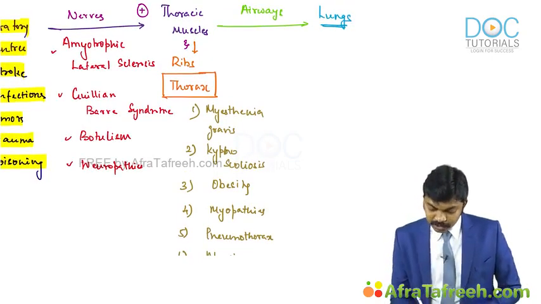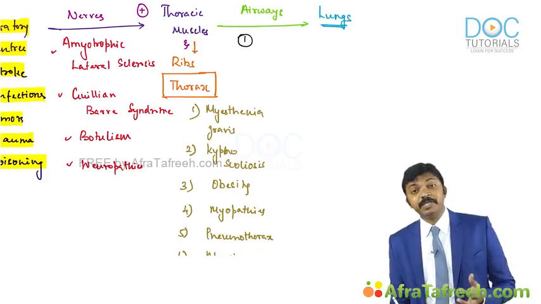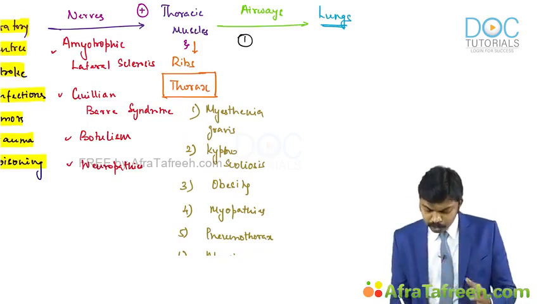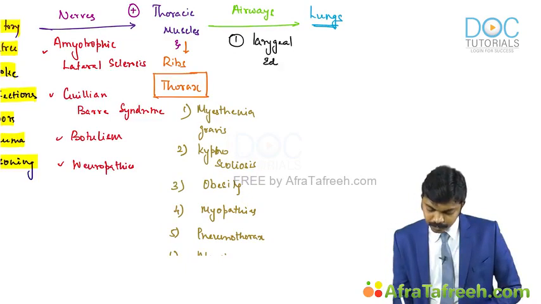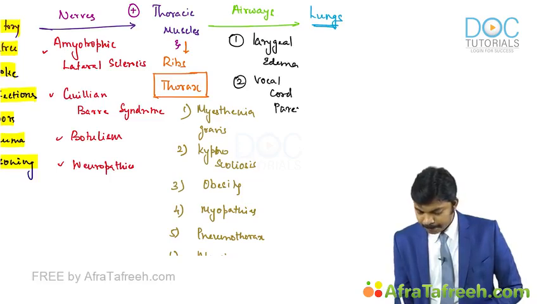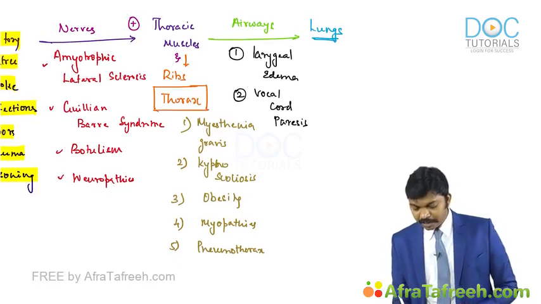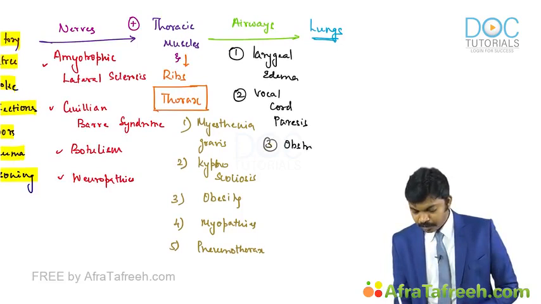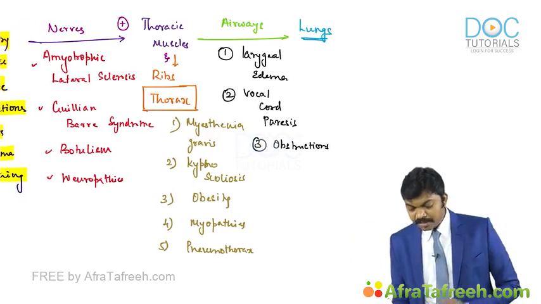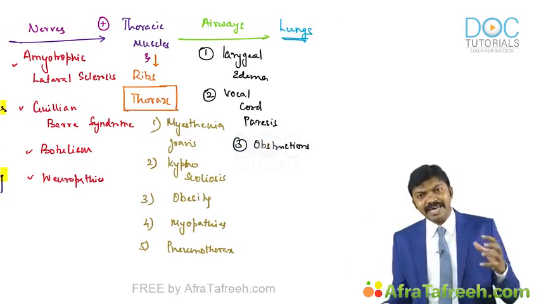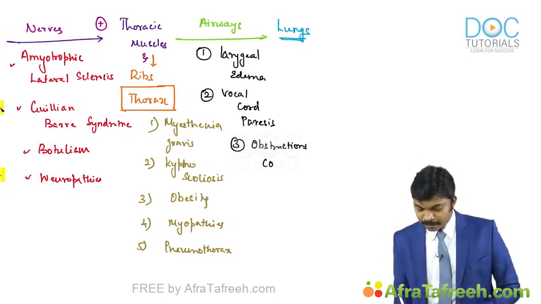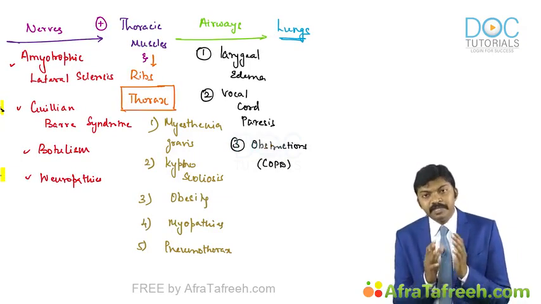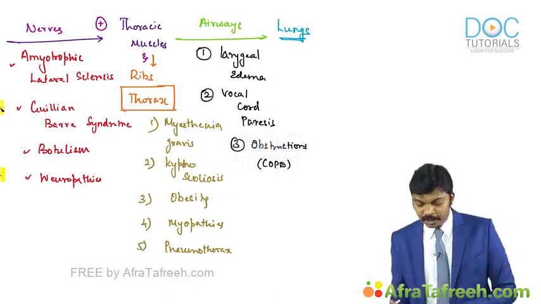Coming to airways, doctors, certain conditions affect airways, preventing air entry. Most important, laryngeal edema, vocal cord paralysis. These restrict, or any obstruction, tumors, major obstructions, these restrict air entry into the airways, doctors. For example, COPDs. They produce obstruction, thereby preventing air entry into the airways, right?